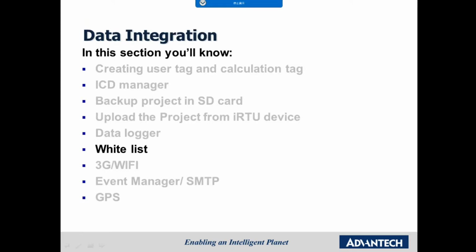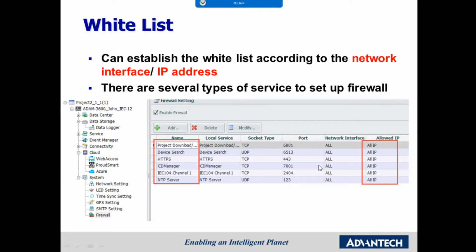ADEN 3600 can set access right for specific application. Whitelist can be established according to the network interface IP address. There are several types of service to set up firewall. Using whitelist may cause some service not work.